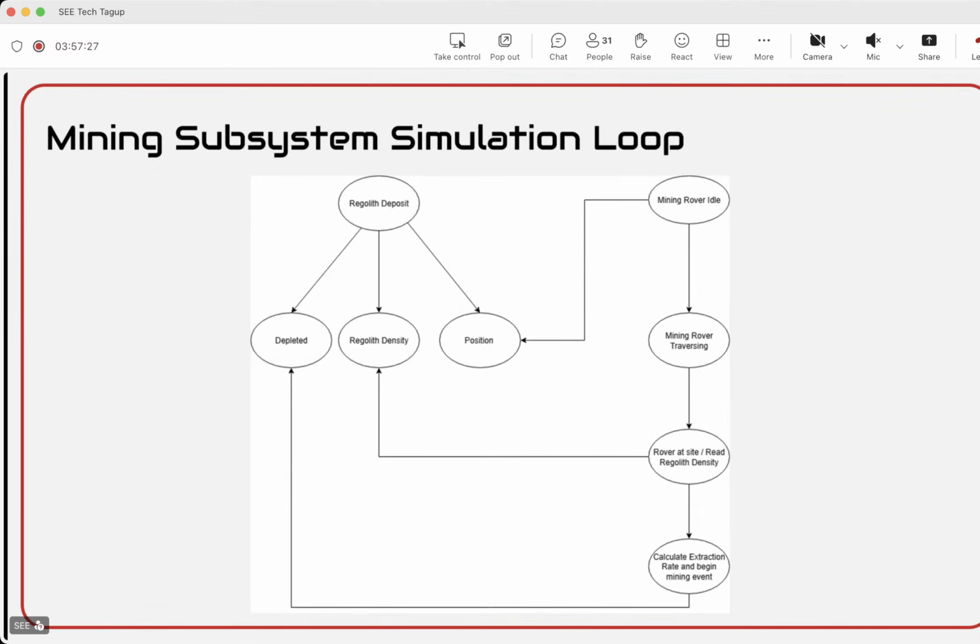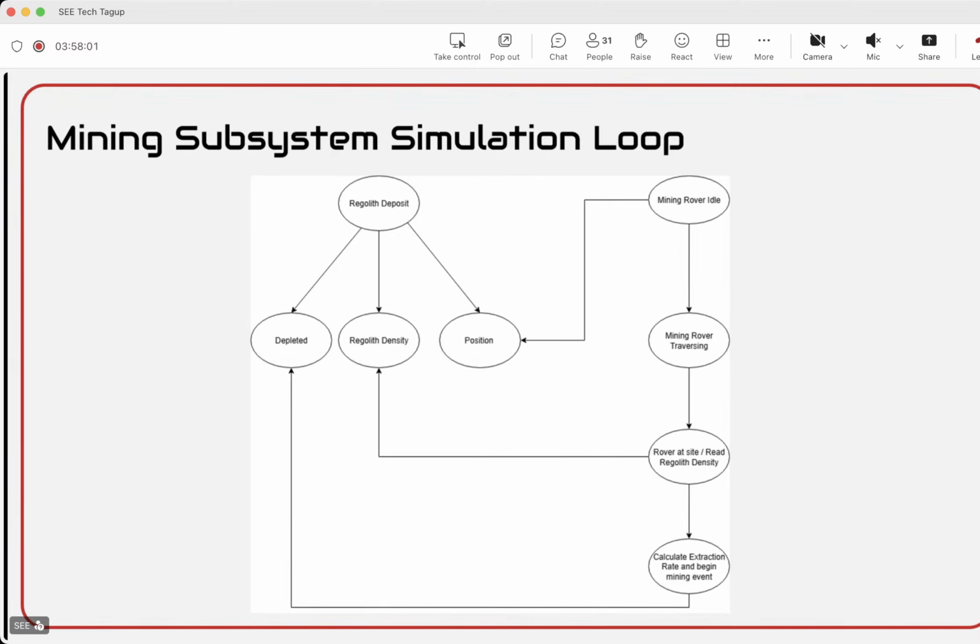Next is the mining subsystem loop. The rover is going to initialize in the idle state, and our regolith deposit is going to initialize, and it's going to publish its position, density, and its depletion state. The idle state is going to be listening for that position. Once it picks it up, it's going to move to the traversing state, and it's going to snap to the position once it's within 10 to 20 units of the regolith crater. Once it's there, it's going to calculate the extraction rate and begin the mining event. And once it has determined that the crater is out of regolith, it's going to fire a depletion interaction, which is going to deplete the crater.